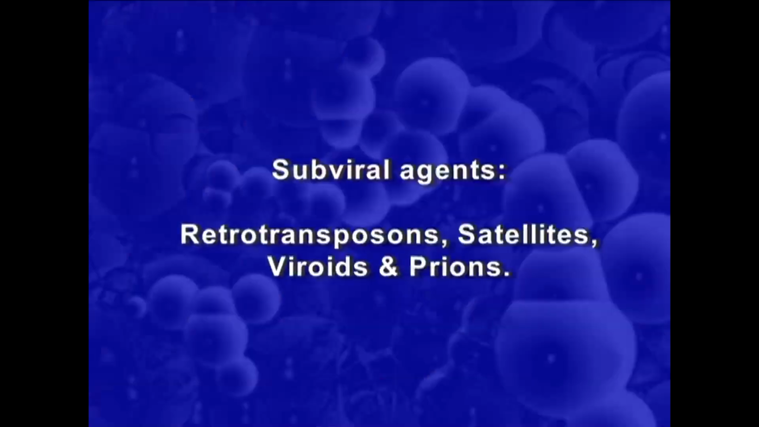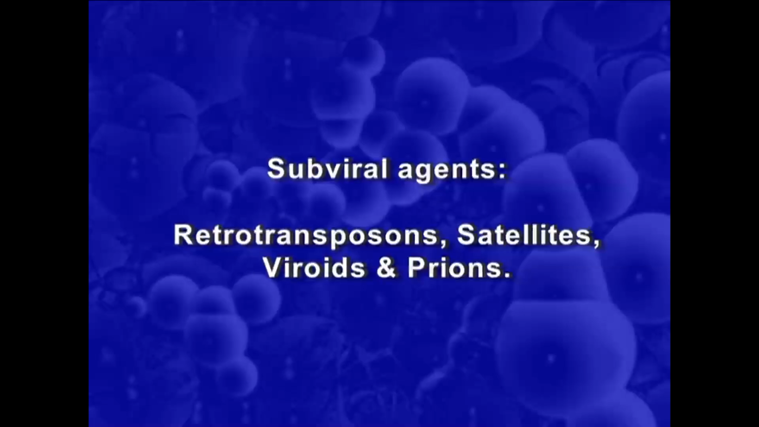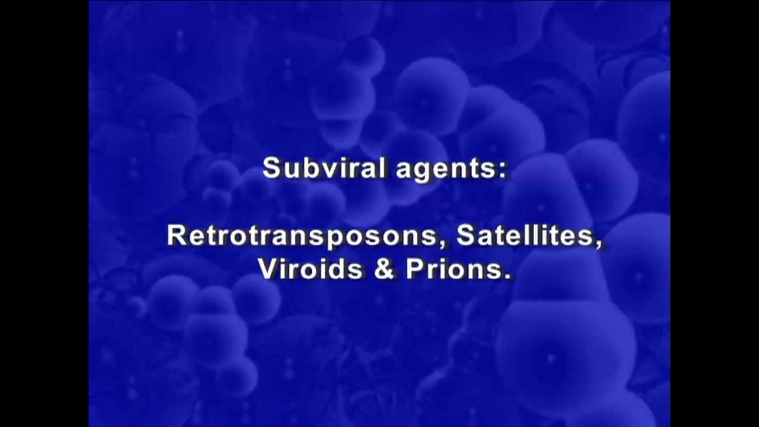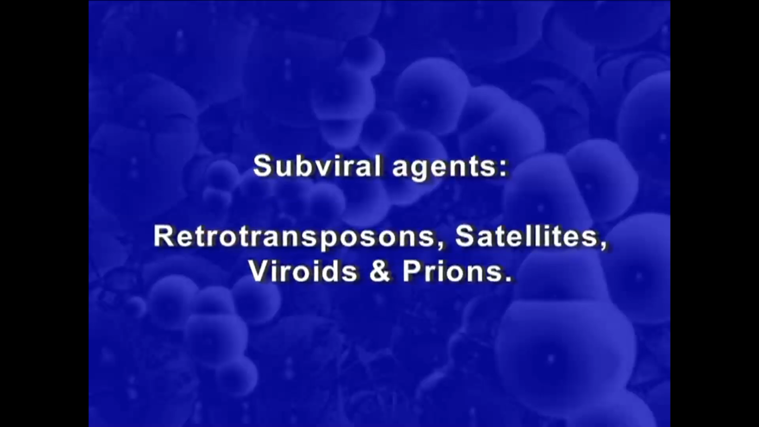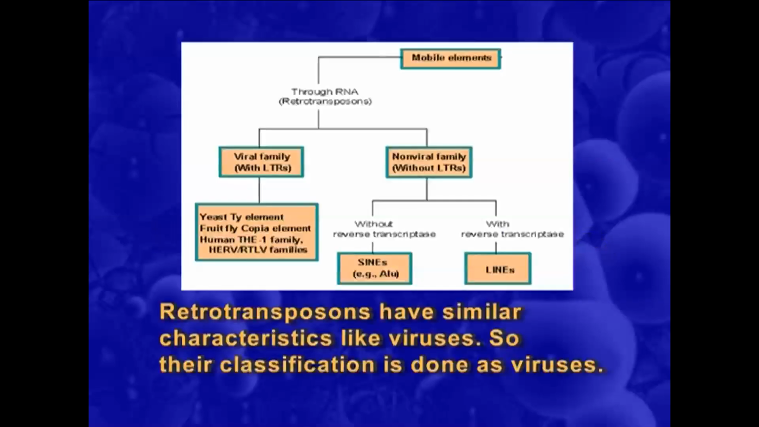The next benefit of the ICTV approach is that it has allotted space for the classification of subviral agents, like retrotransposons, satellite viruses, viroids and prions. This was the first time that subviral agents have been classified according to taxonomic schemes. So let's have a look at the retrotransposons. Retrotransposons have characteristics very similar to viruses. That's why their classification was done just as it was done with viruses.